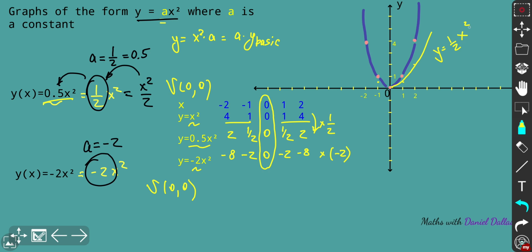So symmetrically, we can also reflect. Okay, so what we noticed is that the branches get wider. In other words, we can say that in this case coefficient a is less than 1 and more than 0. So in this case, the branches get wider.